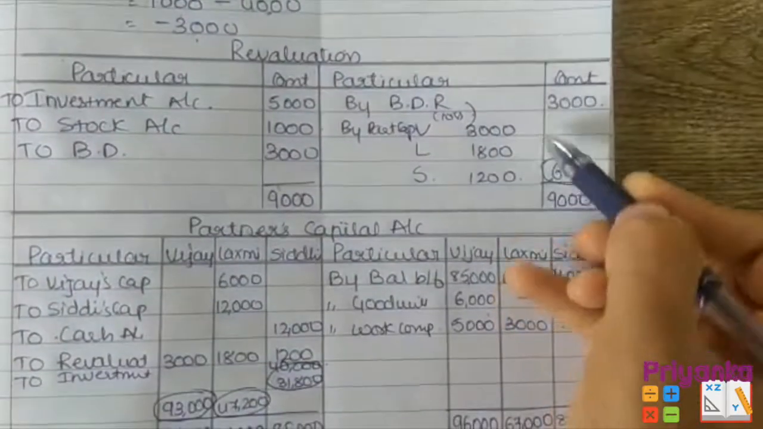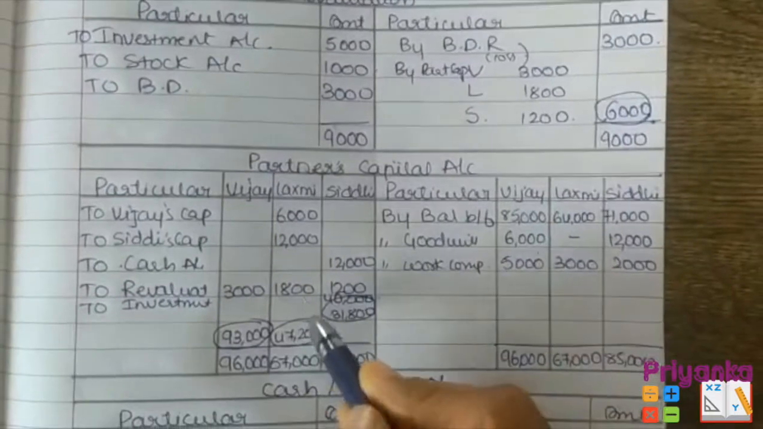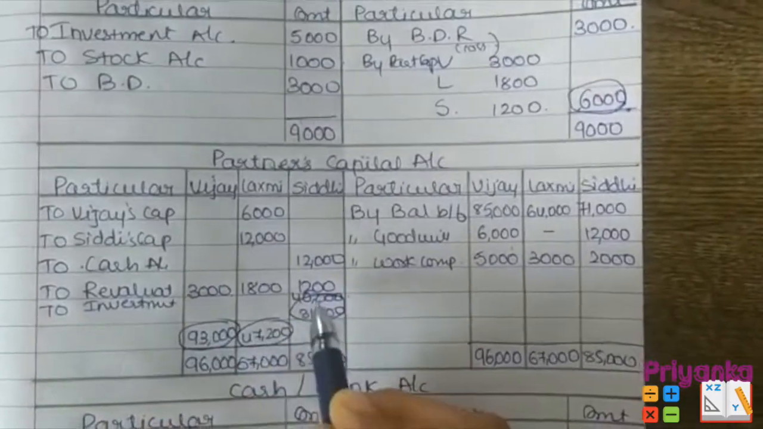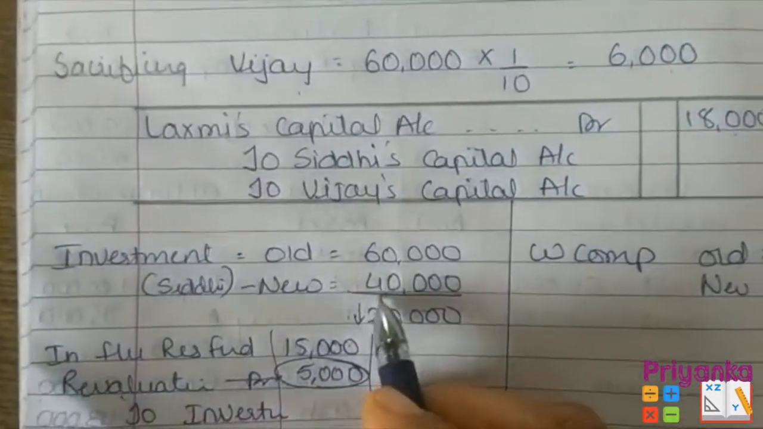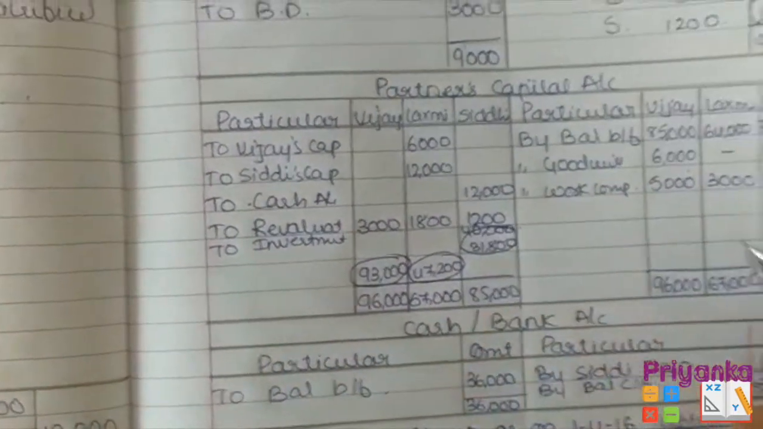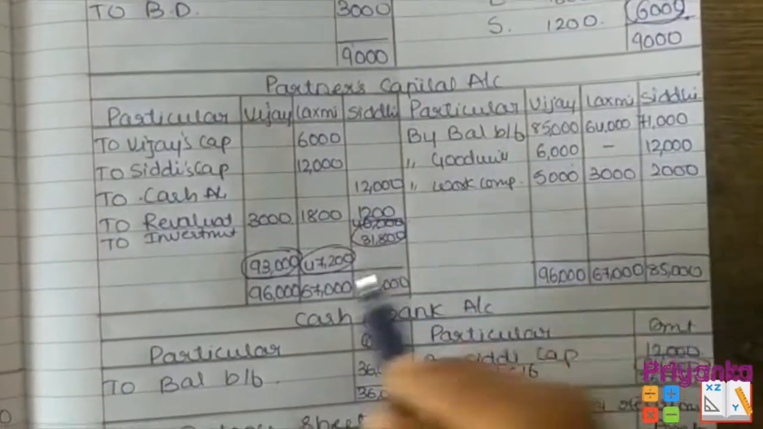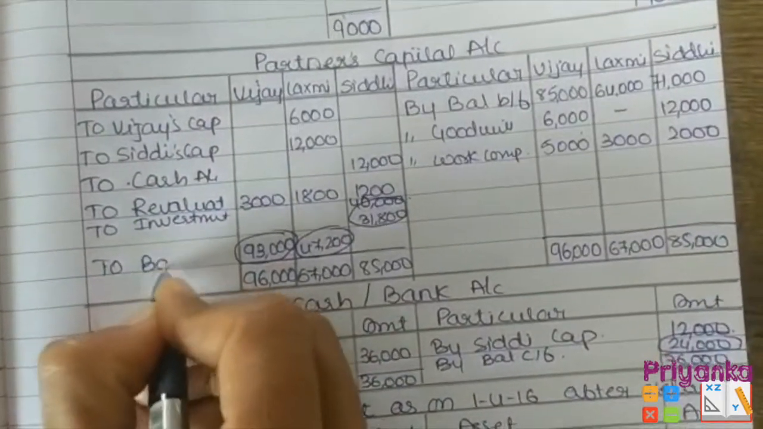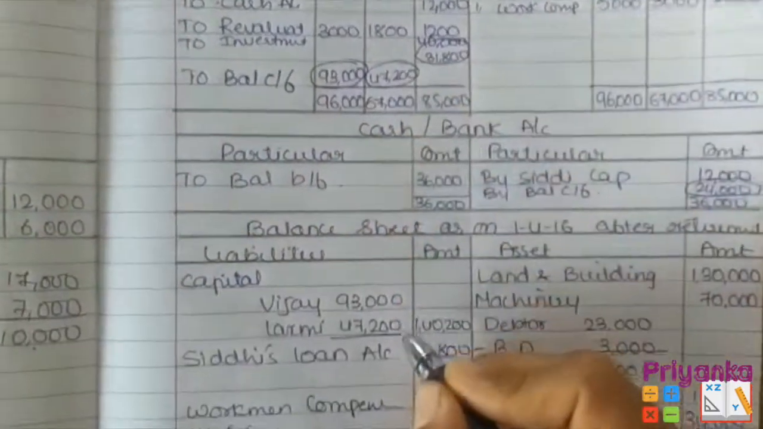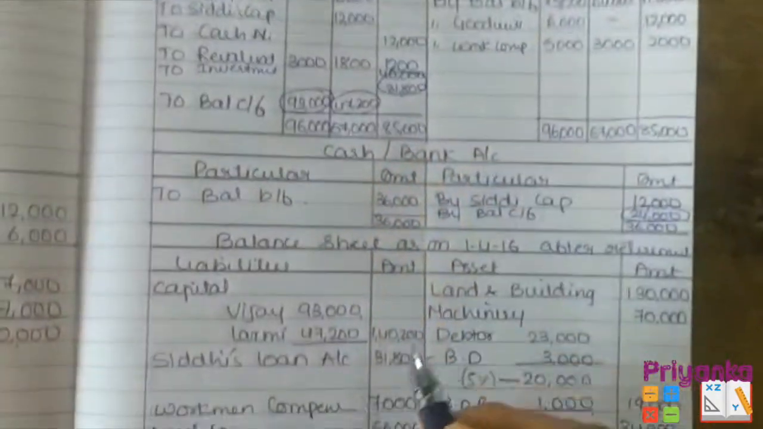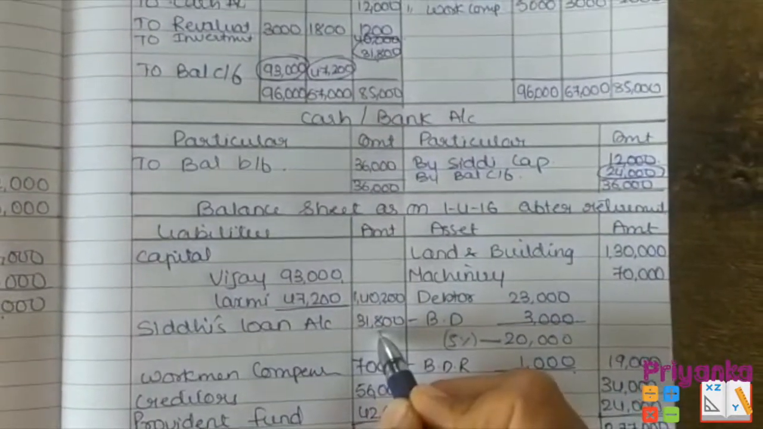So let's calculate this 6,000 in the ratio 5:3:2. Here the 6,000 is distributed between the partners and passed on to the partners' capital accounts: 3,000, 1,800 and 1,200. Here one investment of 40,000 was forgotten to be recorded, that it has been taken by Siddhi. So I record it like that as I don't have space. After putting a total of it, I found Vijay and Lakshmi's capital will become the balance c/f, that is 93,000 and 47,200. It is 1,40,200, and Siddhi's difference, that is 31,800, will be retained in the new balance sheet as a liability.